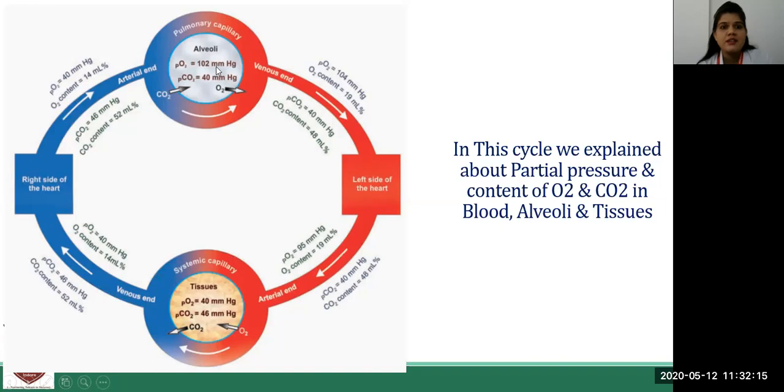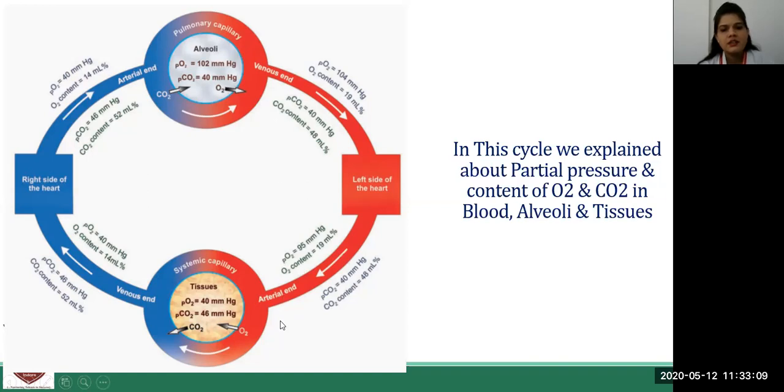The partial pressure of oxygen in alveoli is 102 mmHg, whereas the partial pressure of oxygen in blood is 40 mmHg. So oxygen is easily transported with the pressure gradient of 64 mmHg. It easily facilitates the diffusion of oxygen from alveoli to the blood. Next is diffusion of carbon dioxide from blood into alveoli. The partial pressure of carbon dioxide in alveoli is 40 mmHg, whereas the partial pressure of carbon dioxide in the blood is 46 mmHg. Here there is a pressure gradient of 6 mmHg, due to which it easily facilitates the diffusion of carbon dioxide from blood to the alveoli.